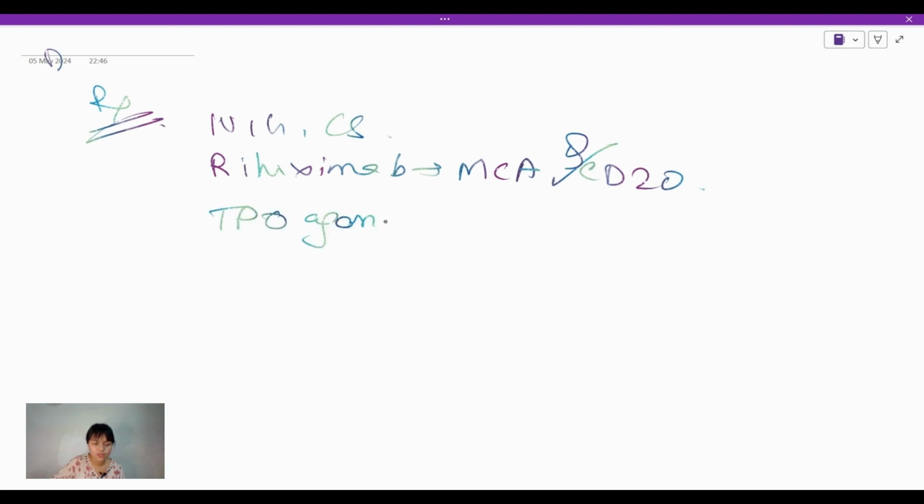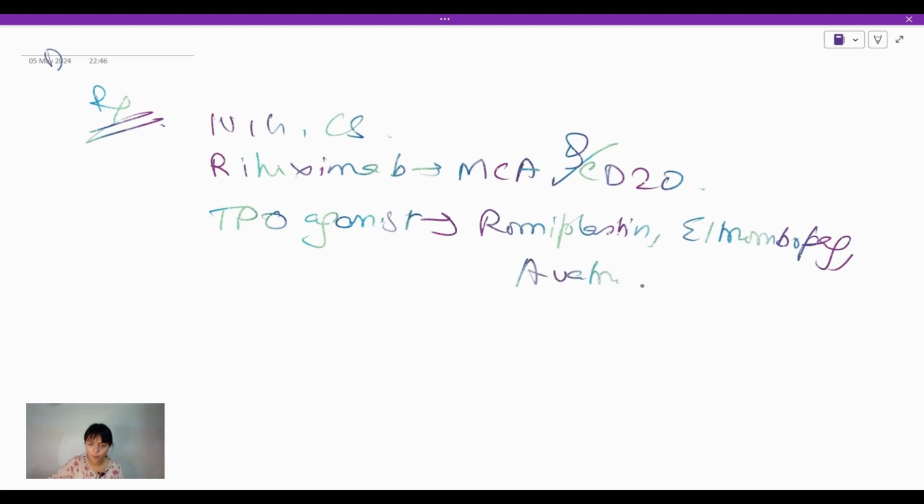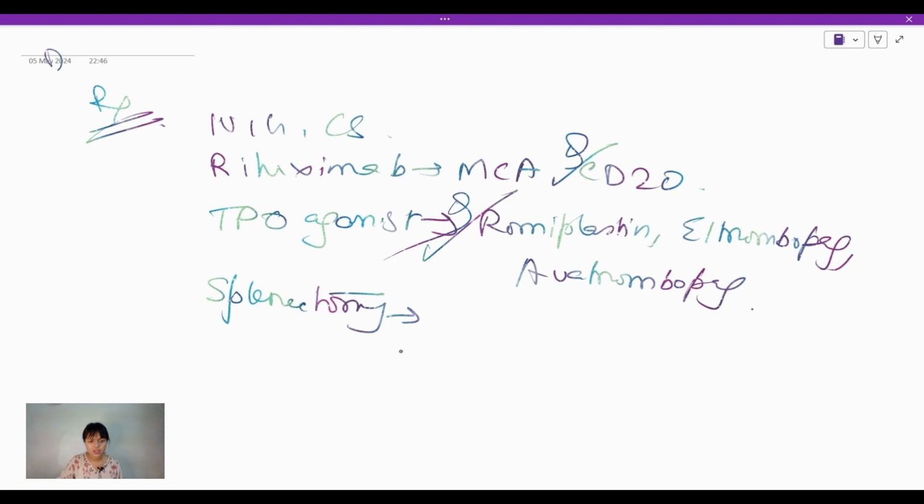TPO agonists, that is romiplostim, eltrombopag, and avatrombopag, right? These are the things you should be knowing, okay? And along with this, definitely splenectomy, this you have to mention, as I told you, should be done above 4 years. And because this is a case of chronic ITP, it's expected that the child will be above 4 years of age. Okay, so this is all about your ITP.